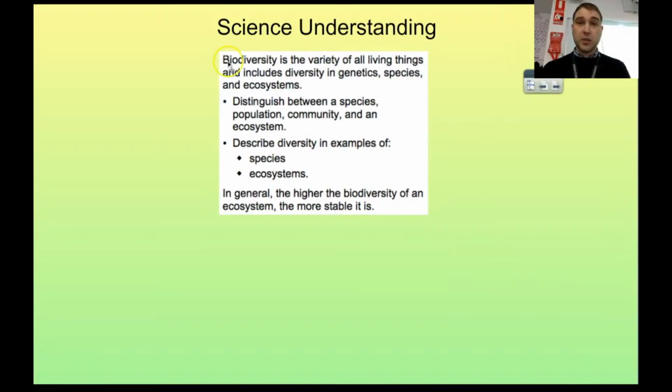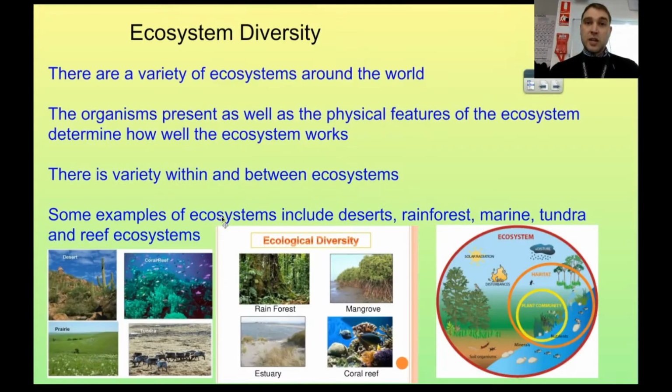So the science understanding we're going to look at is to describe diversity in terms of ecosystems, and in general, the higher the biodiversity of an ecosystem, the more stable it is. Now we need to talk about the wide variety in ecosystems. There's a wide variety of ecosystems around the world because there are different groups of organisms present in different areas, and those different areas have different physical features. So you get a big variety in terms of ecosystems.